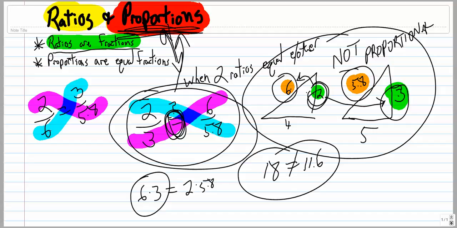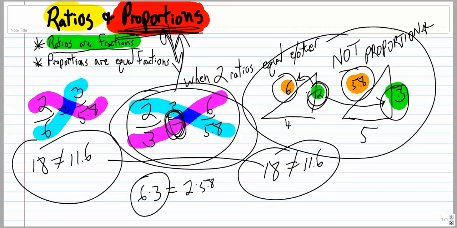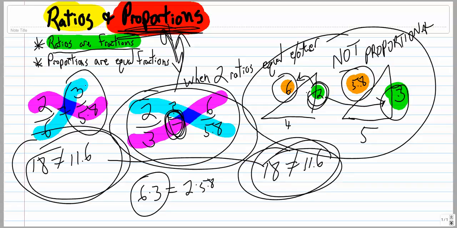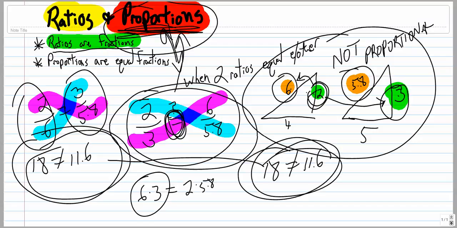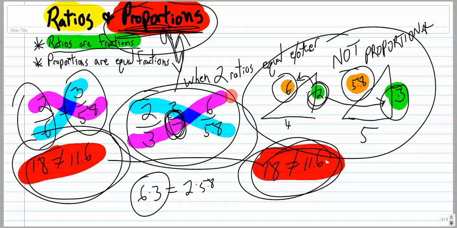What I would have is 6 times 3, that's 18. And then I would have 5.8 times 2, so what's that? That's 11.6. So once again, either way, you get the same thing. It doesn't matter. As long as you do it the same on both sides, it's a good test to see if it's proportional. So you can see right here that these things do not equal each other. So once again, this one was not proportional.